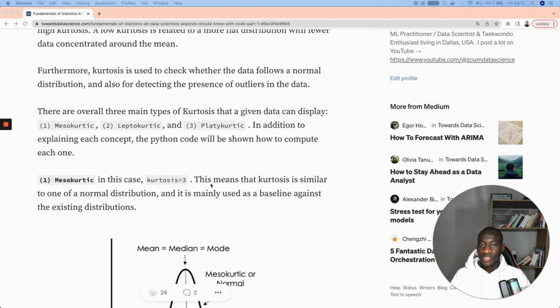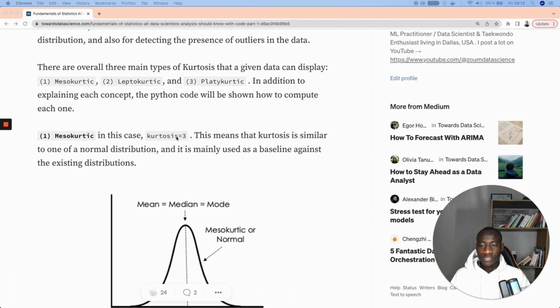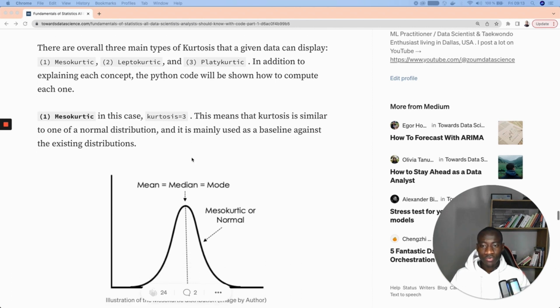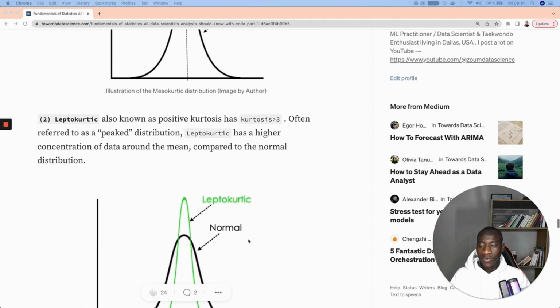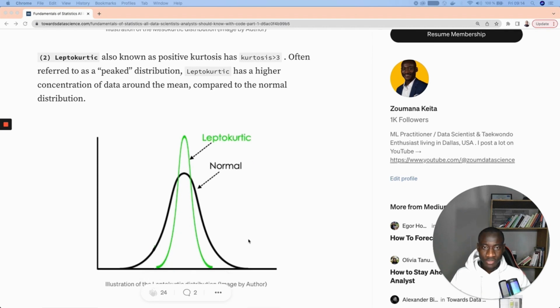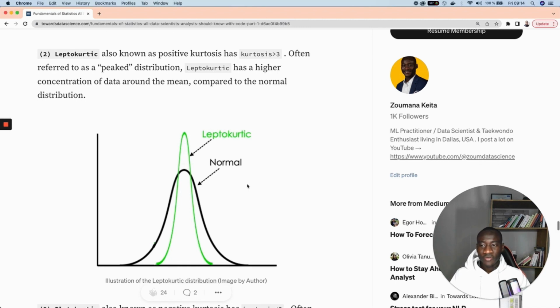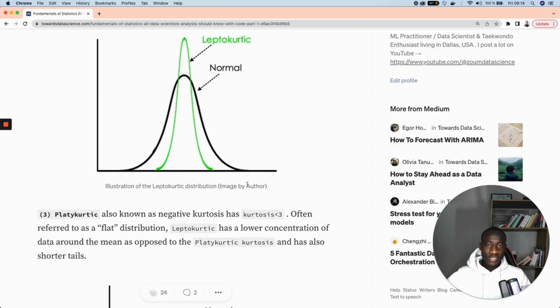Basically, the mesokurtic is a normal distribution. The mesokurtic is when the kurtosis value is equal to 3. If we don't have a normal distribution, then we have either a leptokurtic or platykurtic. Leptokurtic is also known as positive kurtosis. This is when the kurtosis value is higher than 3. This is also referred to as a peaked distribution. So this is when the distribution is kind of peaked, like pulling and pulling to the top. So we have a leptokurtic where we pull the distribution of the data to the top.